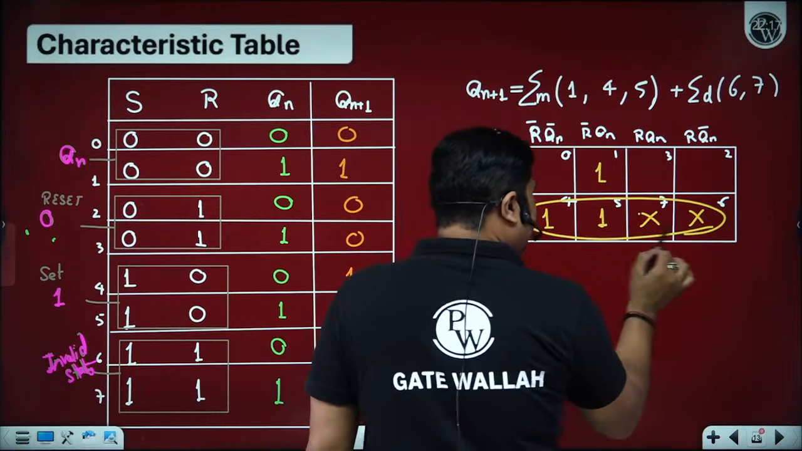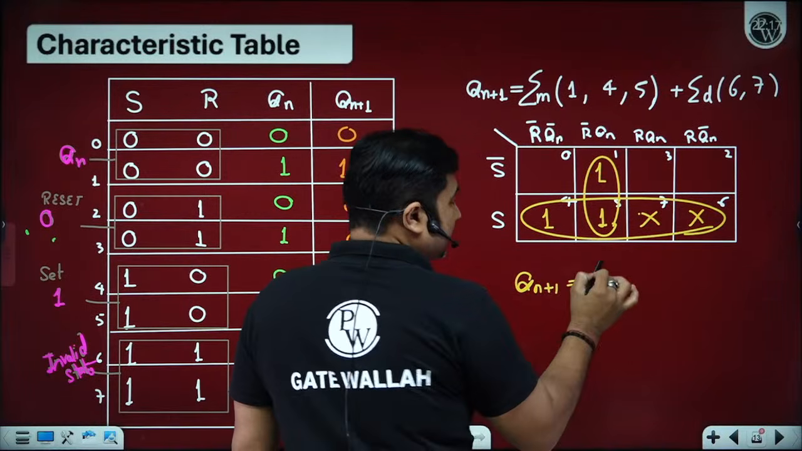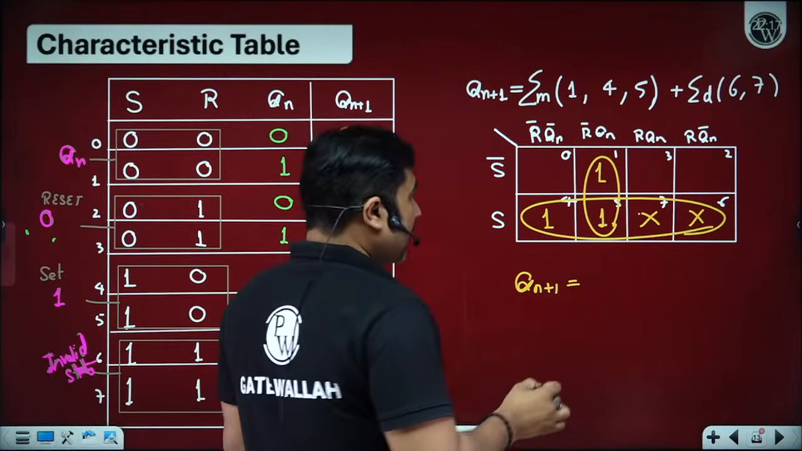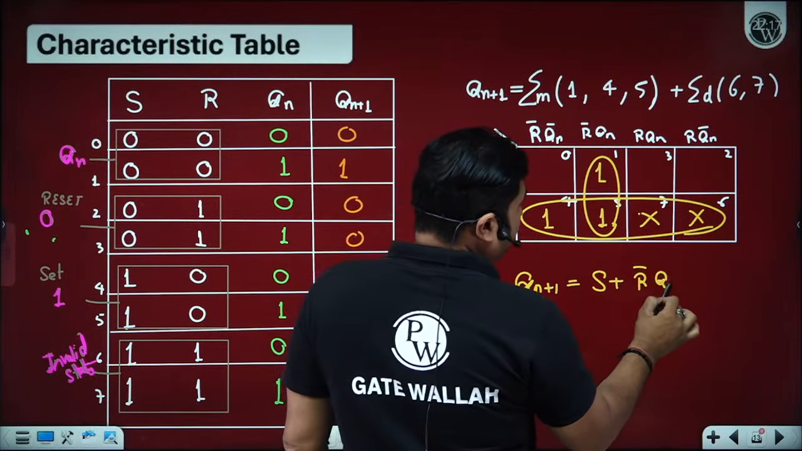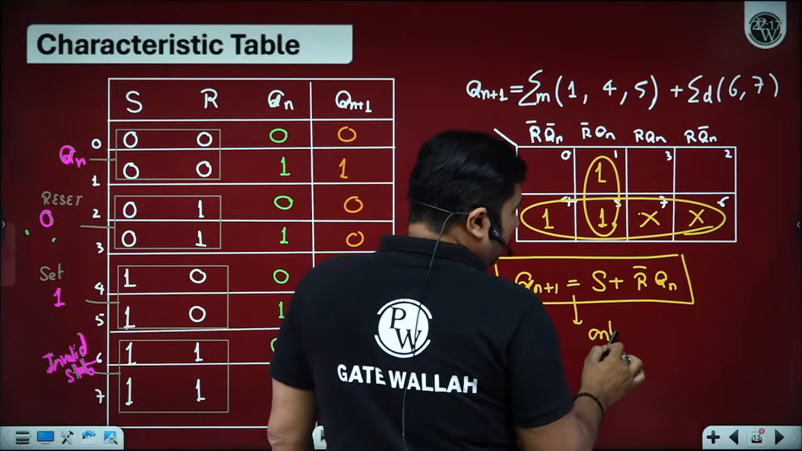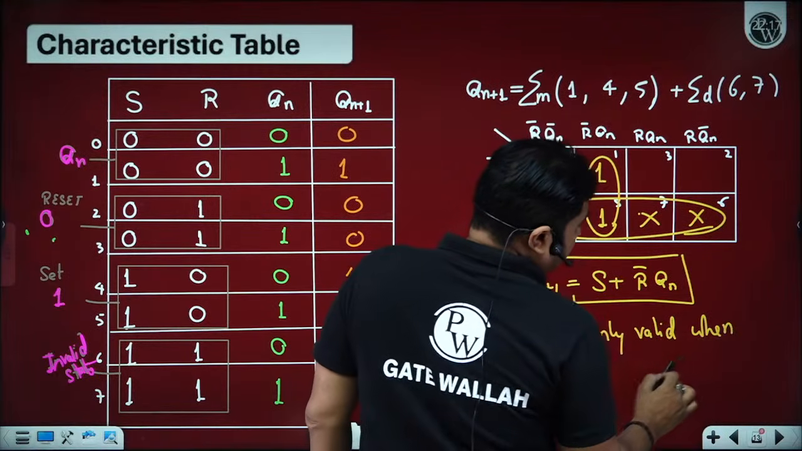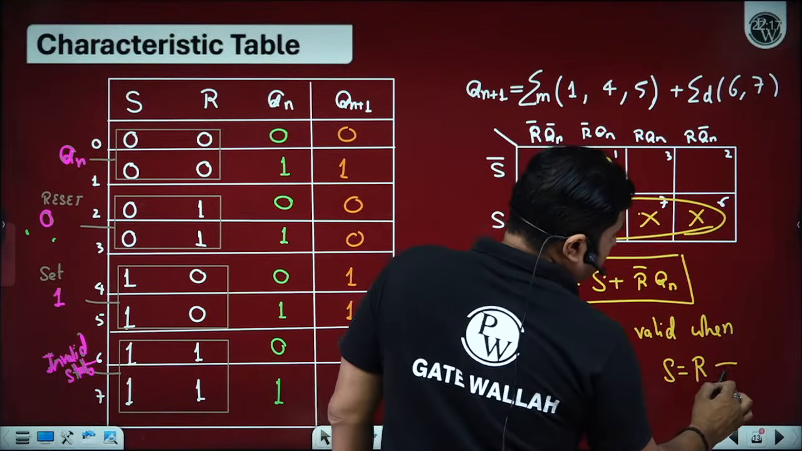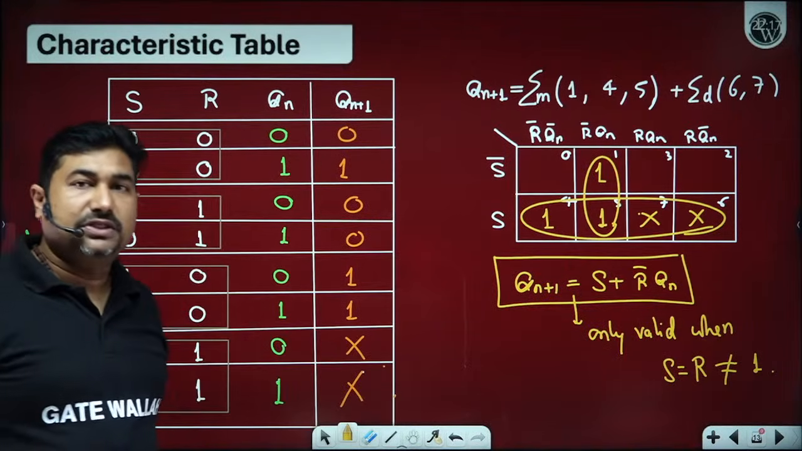We have one pair, one chord and one pair. So Qn plus 1 is called the characteristic equation. The characteristic equation will become S plus R bar Qn. But this statement is only valid when S equals R is not equal to logic level 1, meaning both should not be equal to logic level 1.